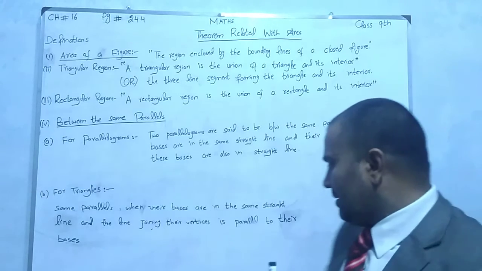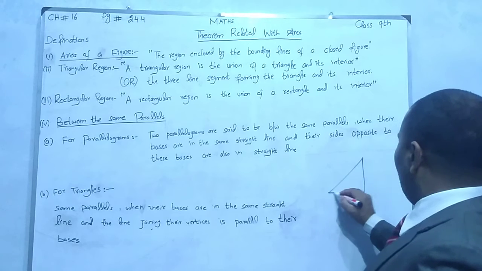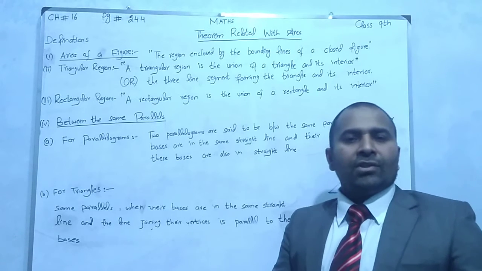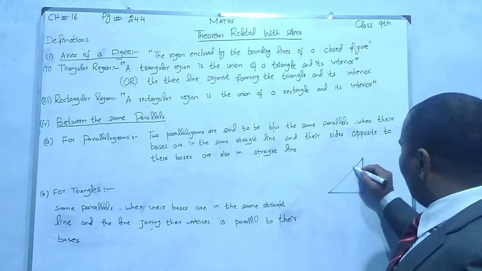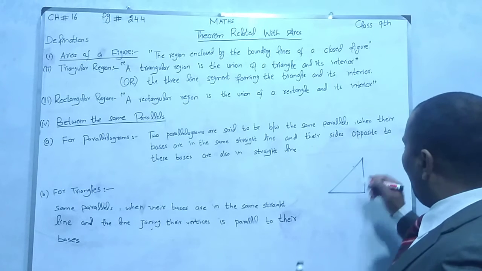If I am saying like this, triangle, it is a closed figure. And these are bounding lines. And these are what? Bounding lines.